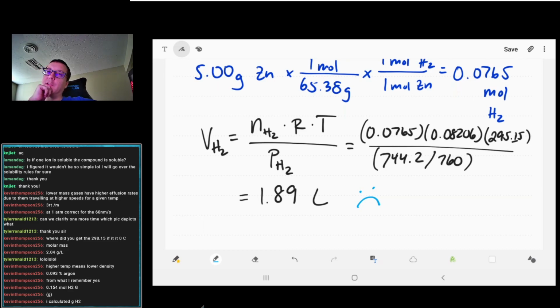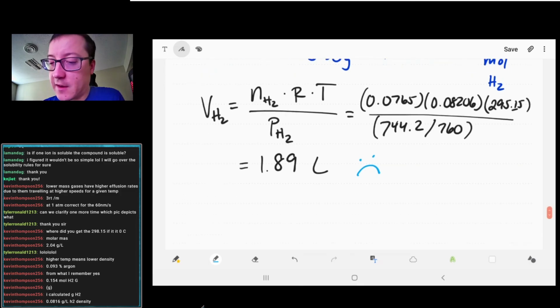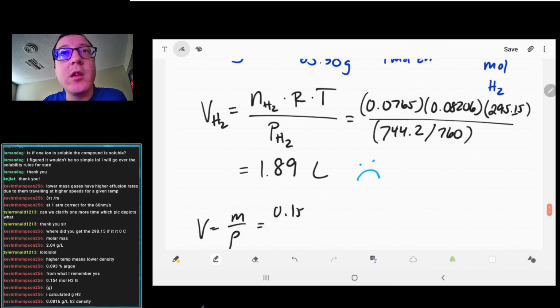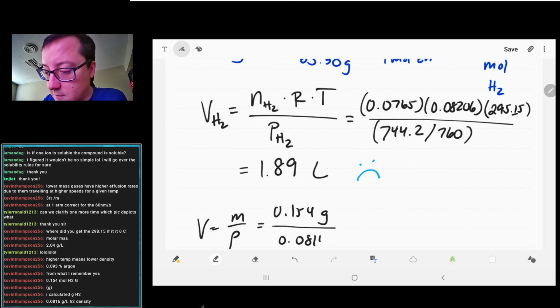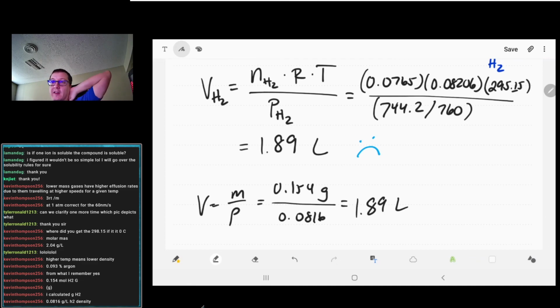Out of curiosity, Kevin, if you use your mass of hydrogen and you tried to use the density, you got it. Okay. Let's find out if we get the same thing. So you calculate 0.154 grams over a density of 0.0816. Let's see if that works. Oh, look what you get, 1.89. So Kevin's extra steps did get him the same answer, which is good.